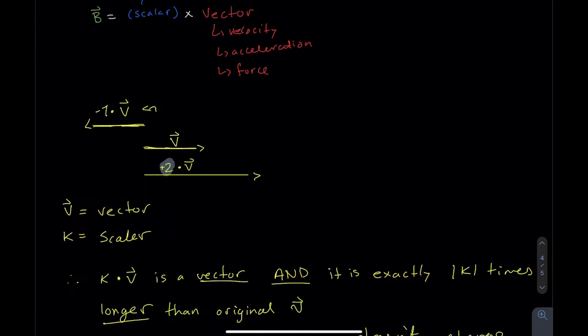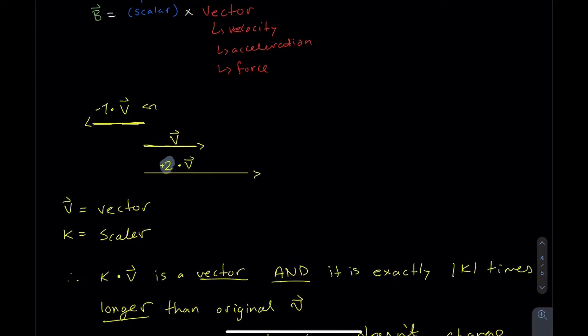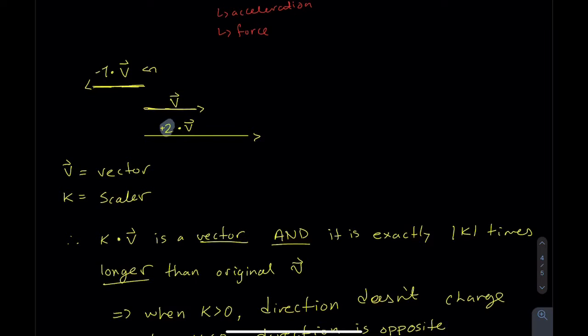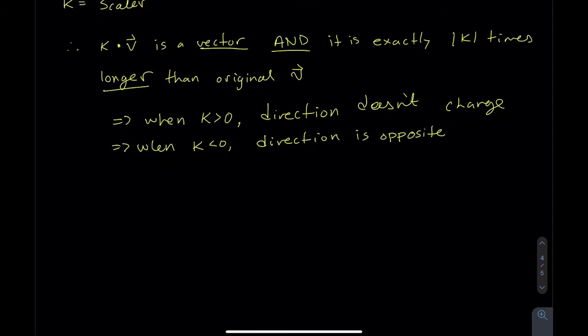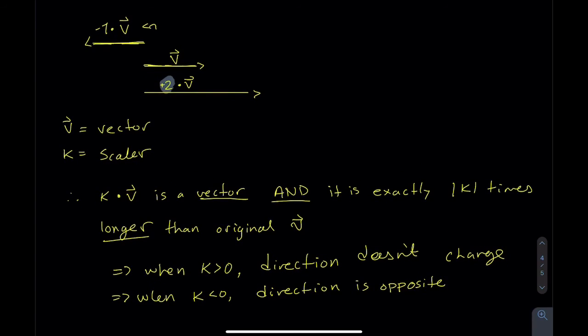So I hope this makes sense. Whenever we multiply a vector by a scalar, the result is still a vector, but it is going to be a multiple of that vector. So it's going to be a certain amount larger or smaller, right? And we show that here. When k is multiplied by a vector, the result has the magnitude of k times the magnitude of vector v. That's exactly how it's going to work. And if k is negative, then the direction becomes opposite.